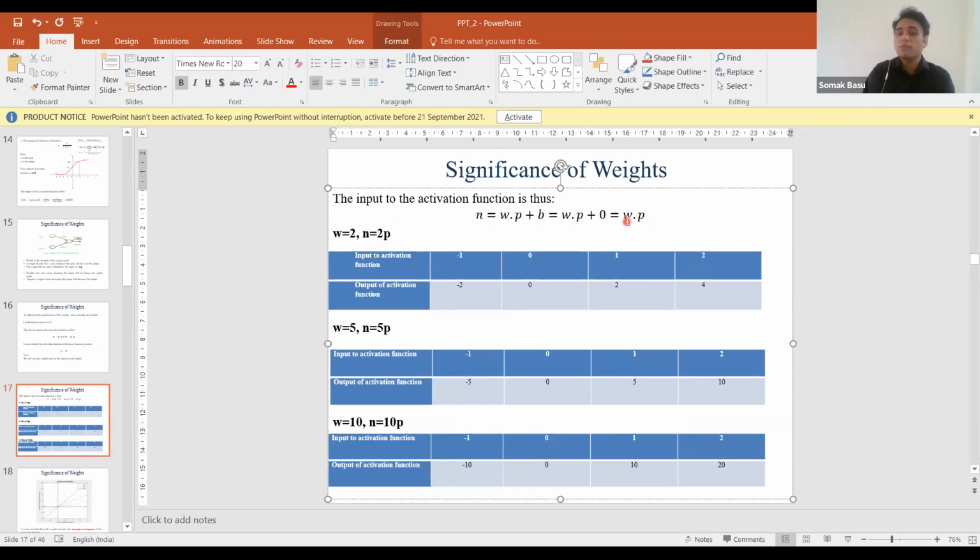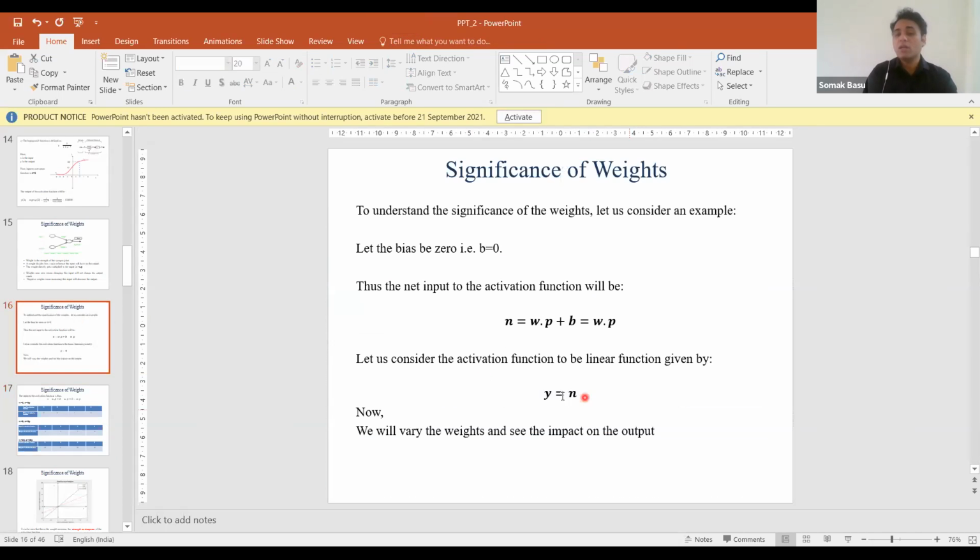So if the value of W is 2, then the net input will be 2 into P. If the value of W is 5, the net input will be 5P. If the value of weight is 10, the net input would be 10 into P. Let us assume for a moment that the activation function is a linear activation function, so whatever input you give, you get as the output.